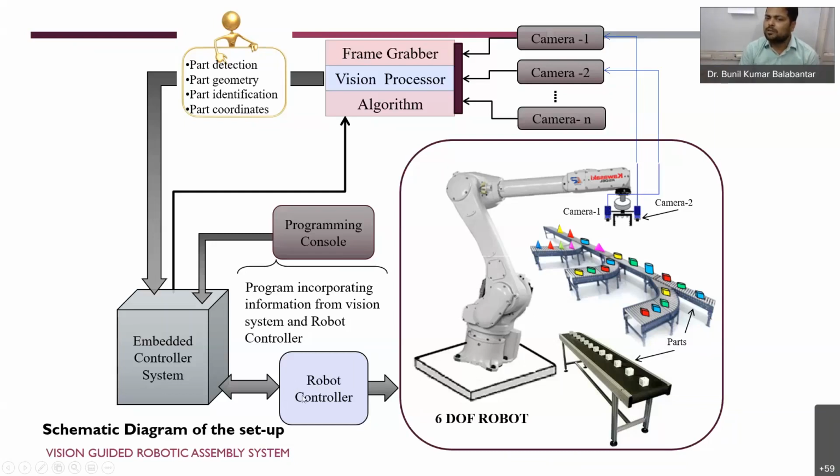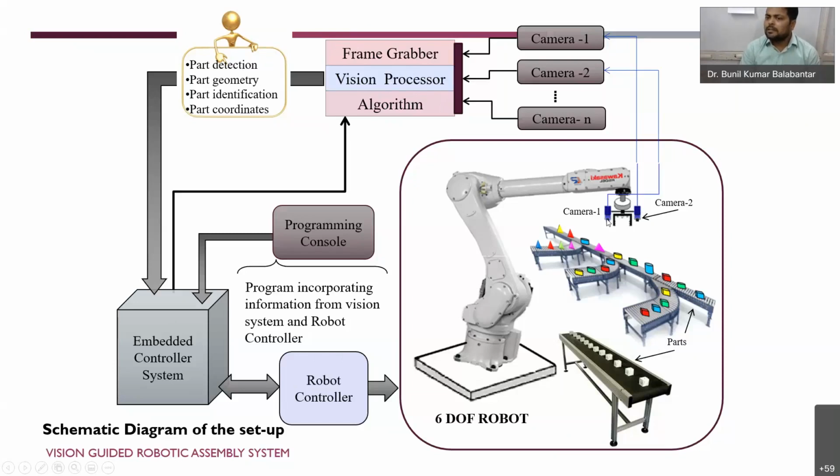The robot controller is going to take all this data from the sensor and process it so that it gives data in the robot environment format. The vision sensor must have a frame grabber, a vision processor, and different algorithms to process this kind of activity.